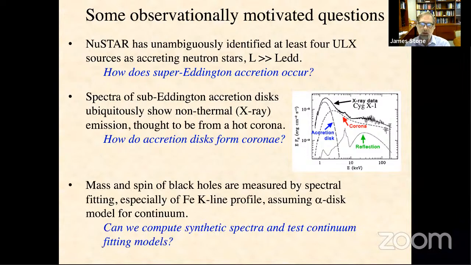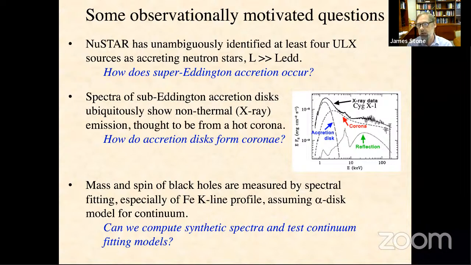Then finally, one way to measure the mass and spin of a black hole is by fitting the spectra, especially the so-called iron K line profile, assuming a theoretical model, a so-called alpha disk model, for the emission from the disk. And can we really compute synthetic spectra from first principles, going beyond alpha disks, and try to test these continuum fitting models? Because if there is an error in our spectrum, it will mean that the mass and spin that we're inferring from the spectrum is incorrect.